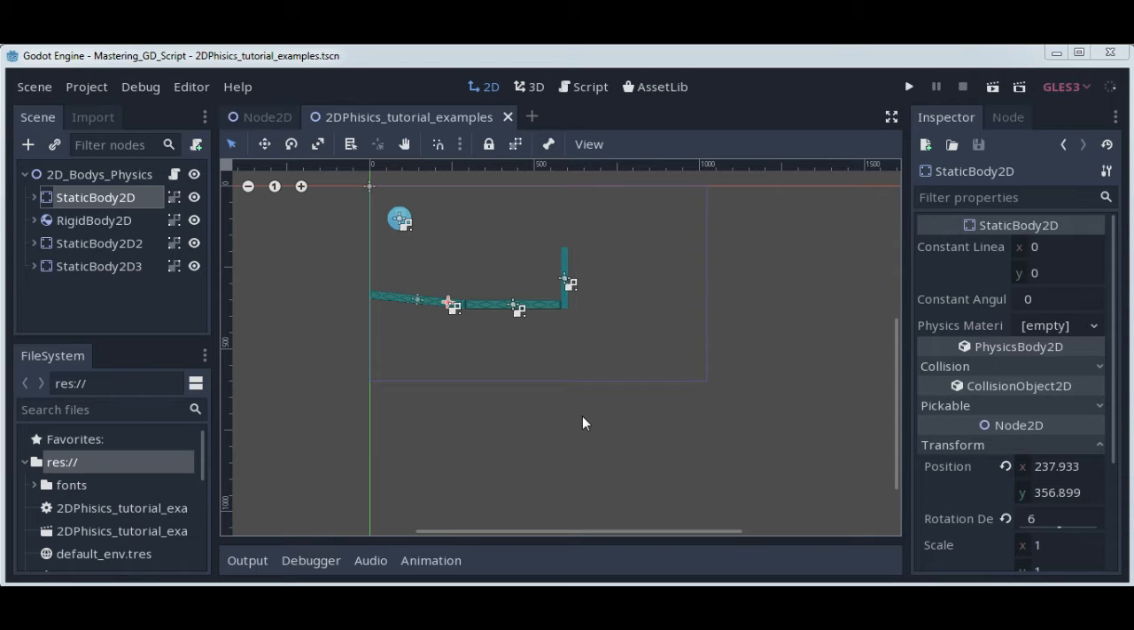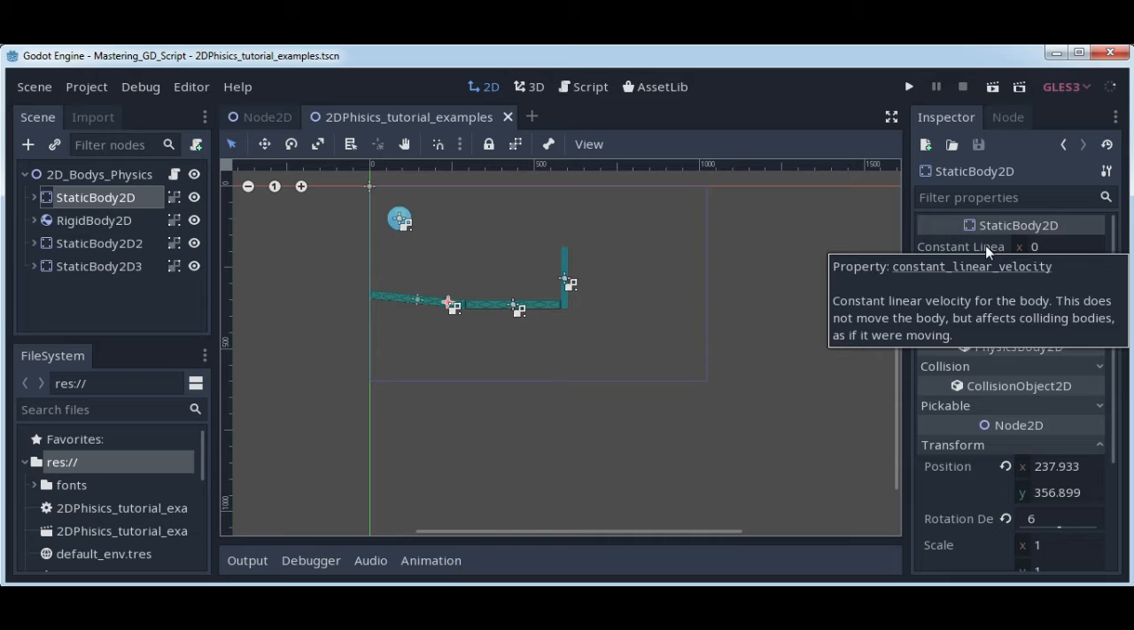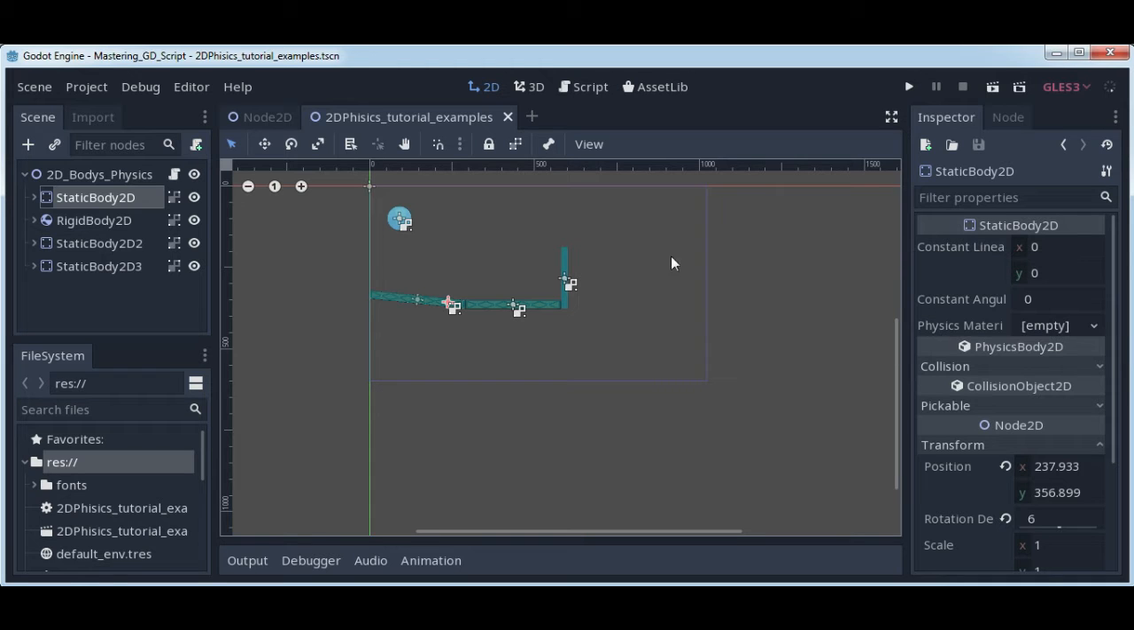In this lecture we will talk about static body, constant linear velocity. This is linear velocity for body, in our situation for static body. This does not move the body but can affect colliding bodies as if it were moving, so if they are moving.